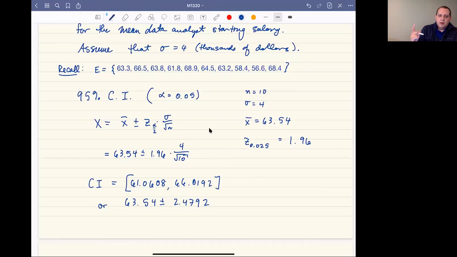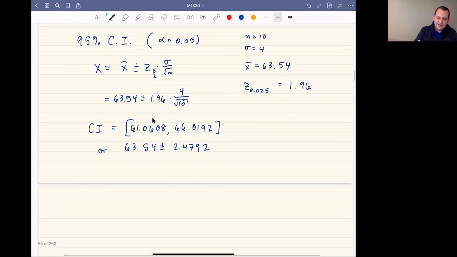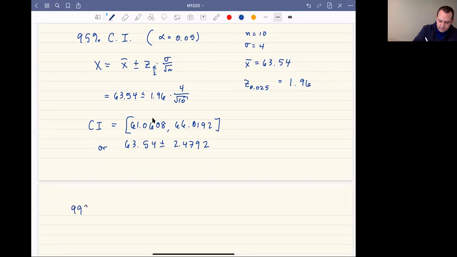Now, what I want to do is also do the 99% confidence interval. And our formulas are all going to be the same with one exception. The exception is that if we change alpha, the thing that's going to change is this z sub alpha over 2 value. So we're going to go to our chart. Now let's do a 99% confidence interval. So again, this is with a significance of alpha equals 0.01.